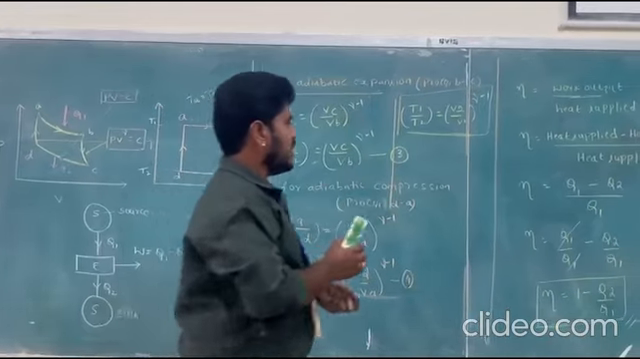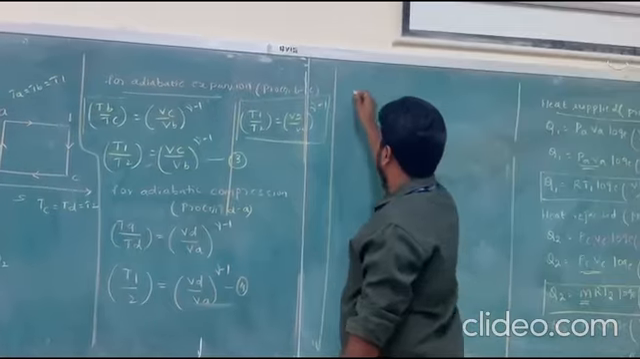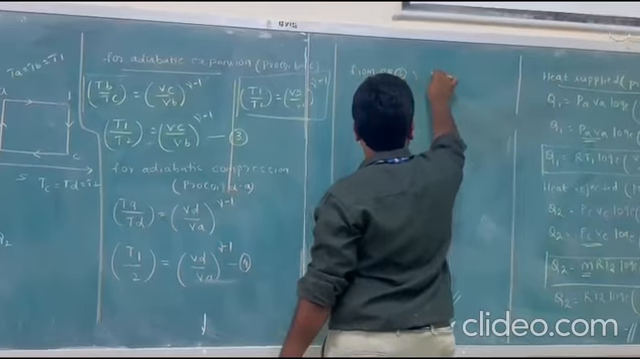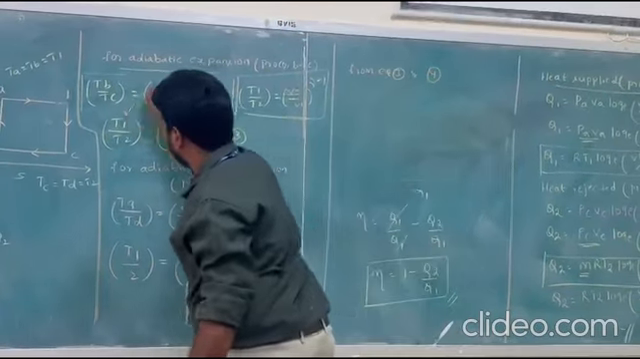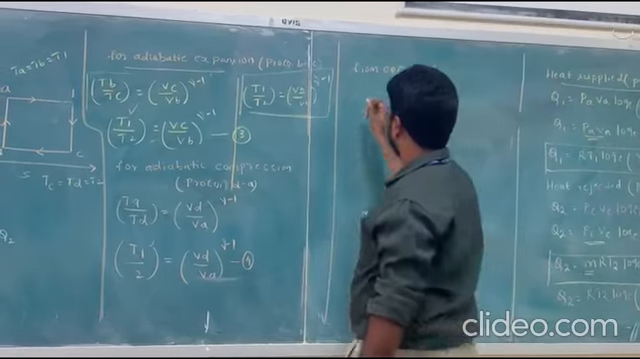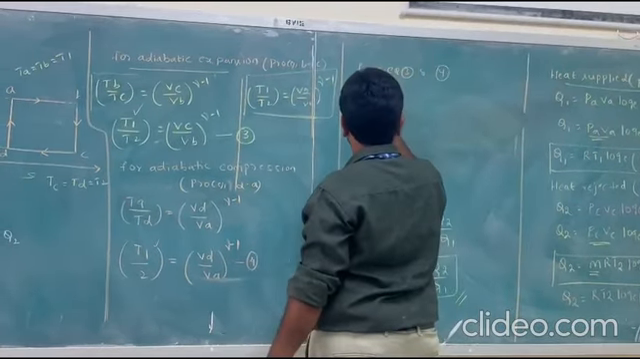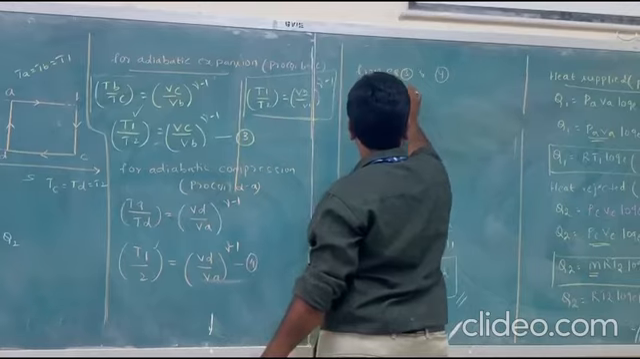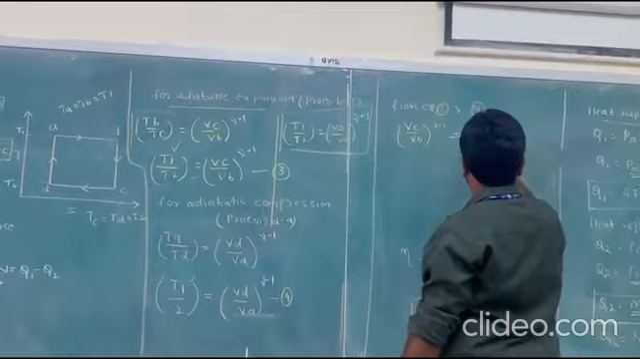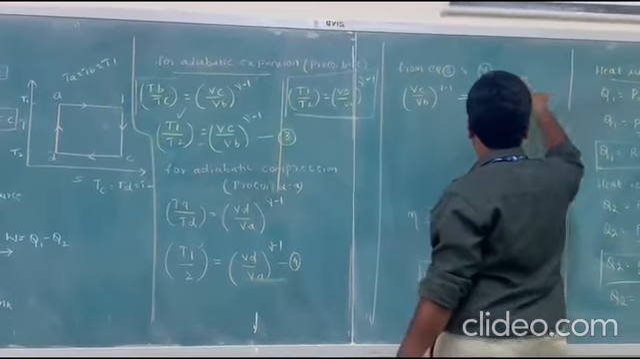So we can equate this. Equations 3 and 4: from equations 3 and 4, we can see that T1 by T2 and T1 by T2 is there, so that we can equate the other two sides. So I can write like this: VC by VB to the power of gamma minus 1 is equal to VD by VA to the power of gamma minus 1.